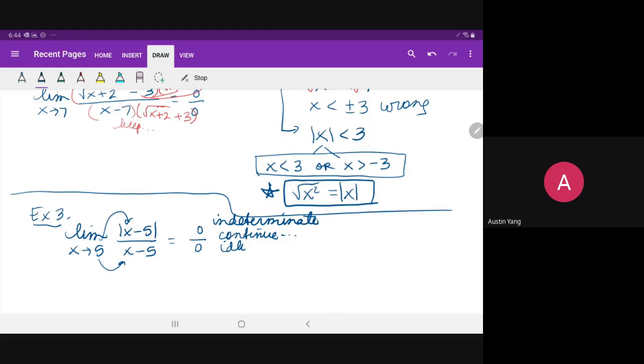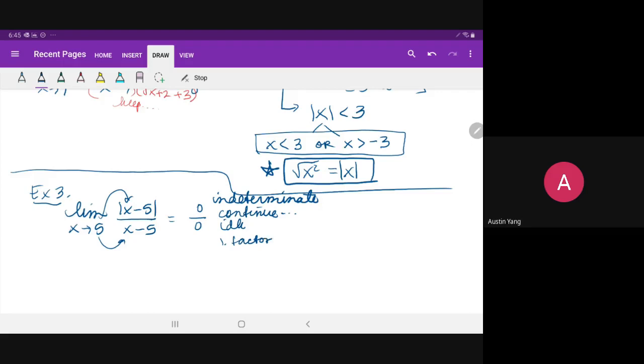I think factor. It's an absolute value, I can't factor. Multiply by the conjugate. I don't see a square root. 3. I guess I have to go back up to my list. Use a trig formula. Okay, that'd be a no. 4 and 5 were graph and table. Do I know what this looks like? I don't know what it looks like. So I'm going to graph with a table.